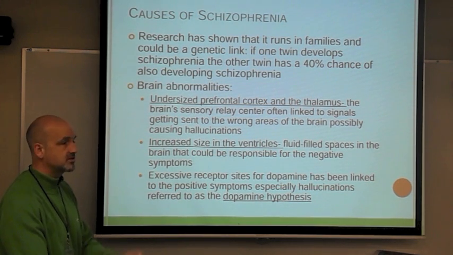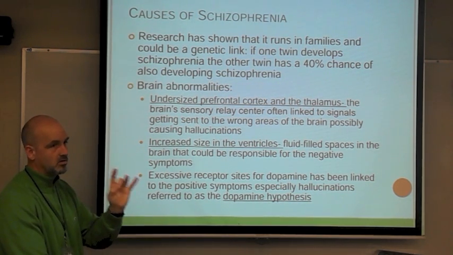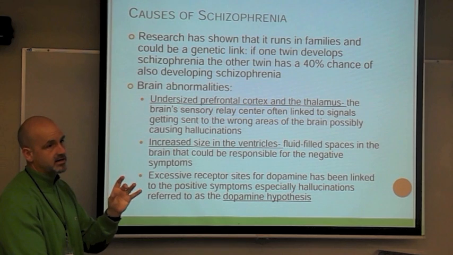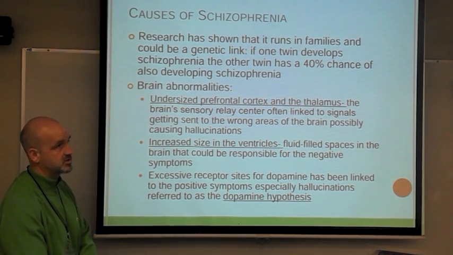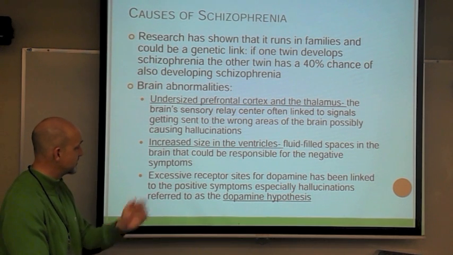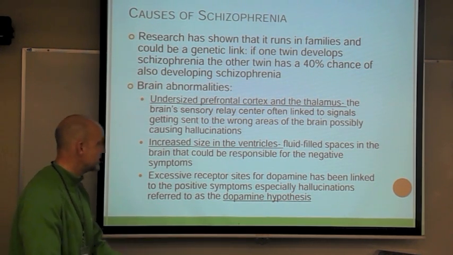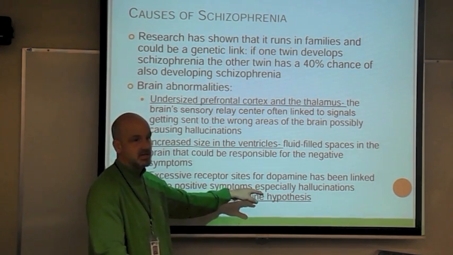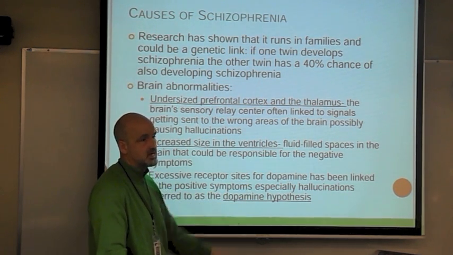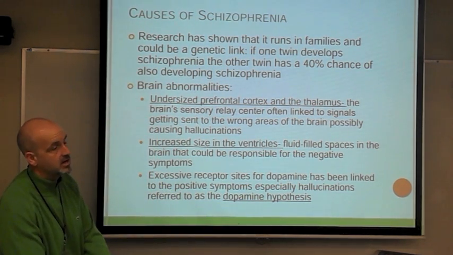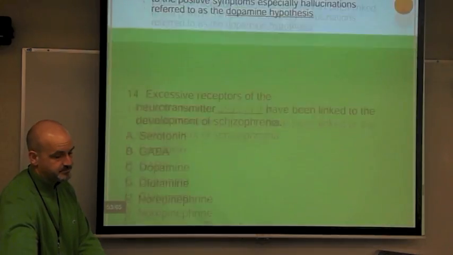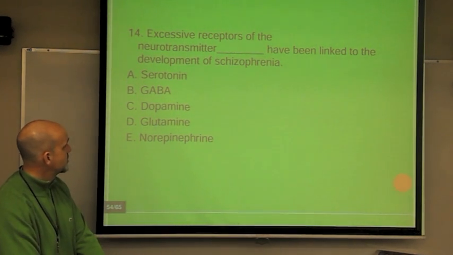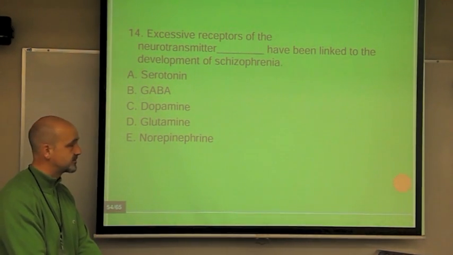Increased size in ventricles. There seems to be like gaps in their brain, like holes, so to speak. They almost look like craters on the moon. Now, they also have excessive, and this is probably the most known, they have excessive receptor sites for dopamine. Dopamine has been linked with basically hallucinations, the positive symptom of hallucination. In other words, somebody who takes a lot of cocaine will have what's called induced psychosis. They will actually cause schizophrenia within their brain. Okay? Now, excessive receptors of the neurotransmitter blank have been linked to the development of schizophrenia.